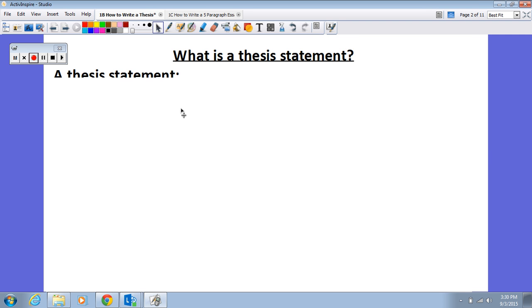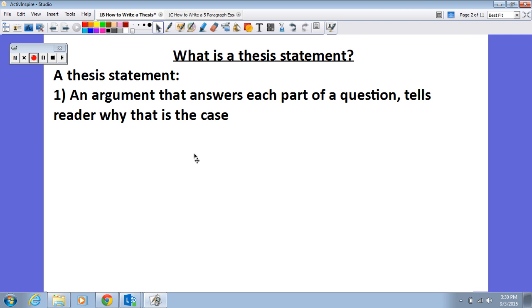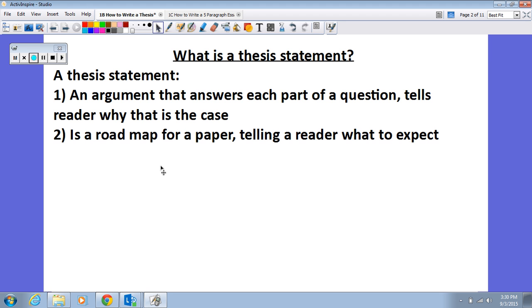Alright, first off, what is a thesis statement? A thesis statement is many things. First, it's an argument that answers each part of an essay question. It tells the reader why that answer is the case. So usually an essay question is going to be open-ended. There's going to be multiple possible answers for it. And the thesis statement is going to state what your opinion is and why.